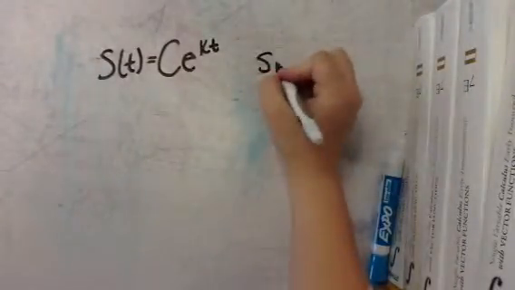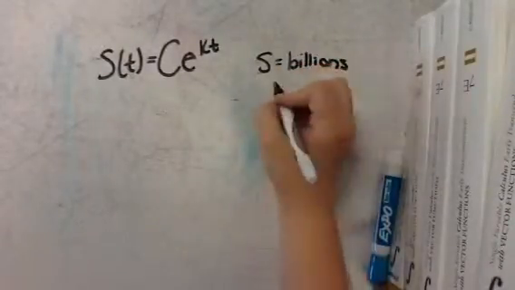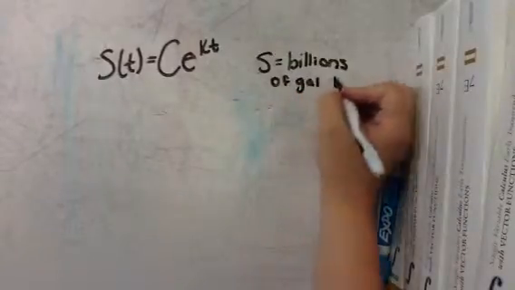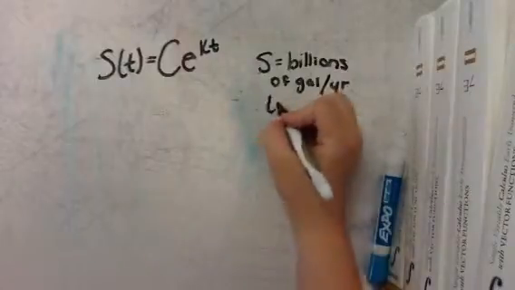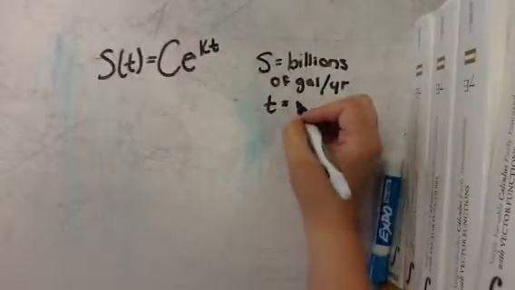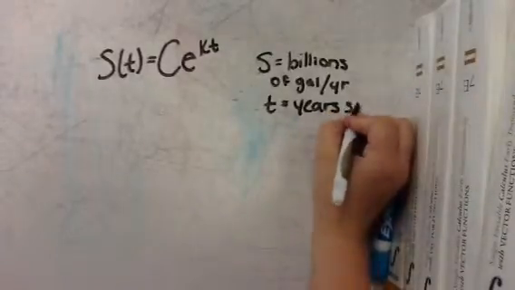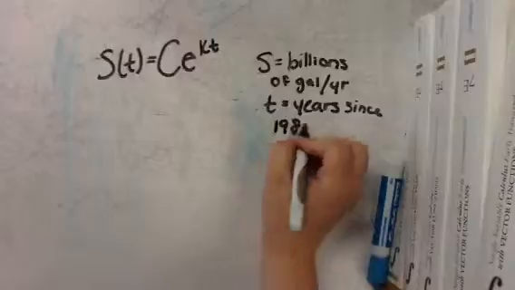And S is billions of gallons per year, and t is years since 1980.